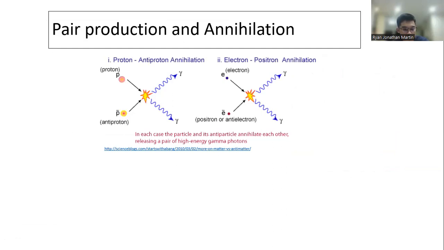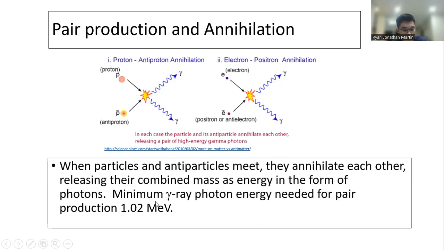Pair production and annihilation. Proton and antiproton, when they collide or combine with each other, we call it annihilation. They disappear and give off gamma rays. Same with electron and positron. When they collide, they produce two gamma rays. When particle and antiparticle meet, they annihilate each other, releasing their combined mass as energy. So the combined mass becomes energy in the form of photons or electromagnetic radiation.